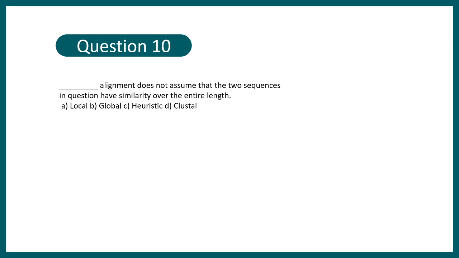Question number 10 says, dash alignment does not assume that the two sequences in question have similarity over the entire length. Local, global, heuristic, and cluster. So you have to answer correctly. And this question I'm leaving for you guys. Do let me know the answer in the comment section.